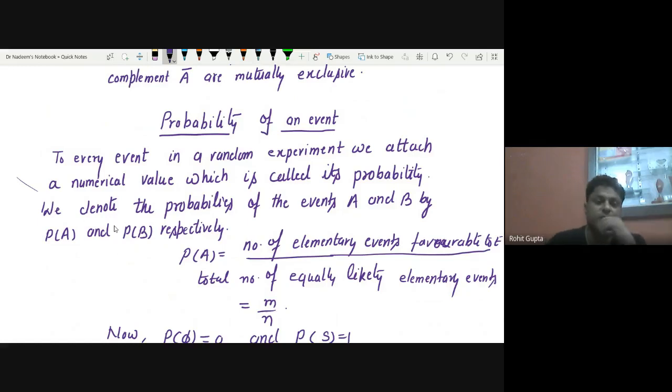To every event in a random experiment, we attach a numerical value, which is called the probability. We denote the probabilities of the events A and B symbolically by P(A) and P(B) respectively. So how will we define the probability of A? It is the number of elementary events favorable to E, where E means the set of possible outcomes of event A, divided by the total number of equally likely elementary events.